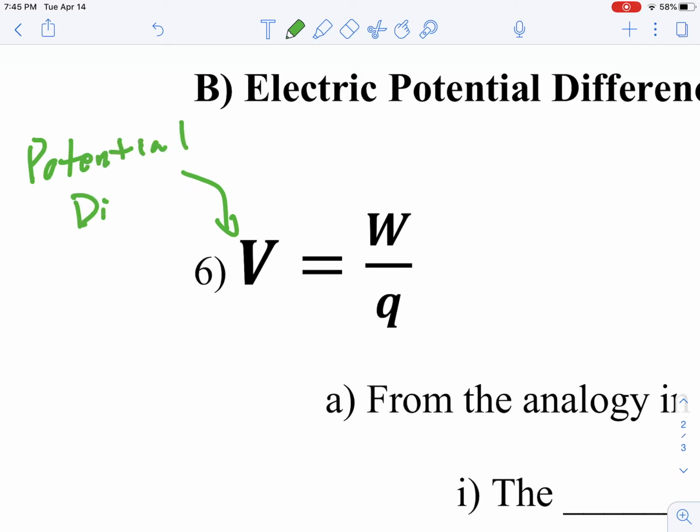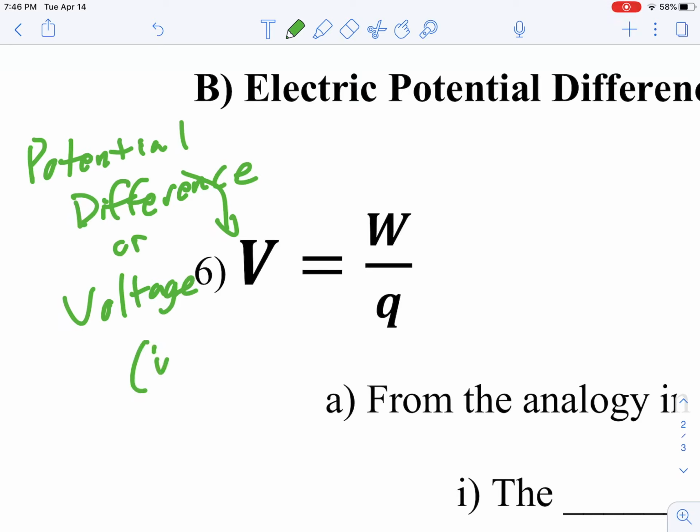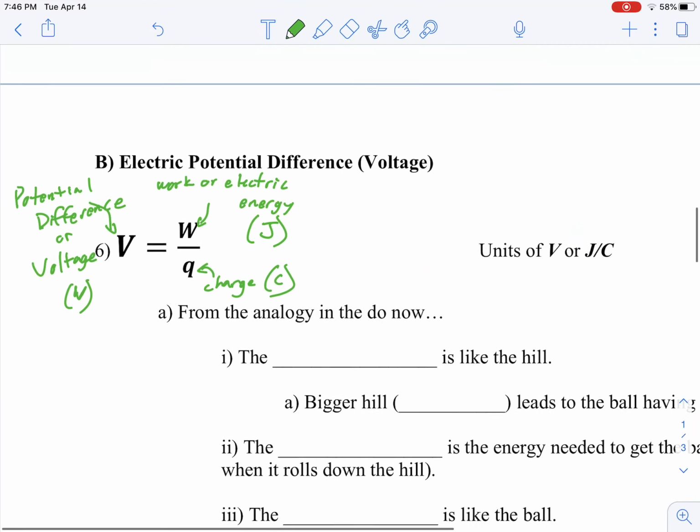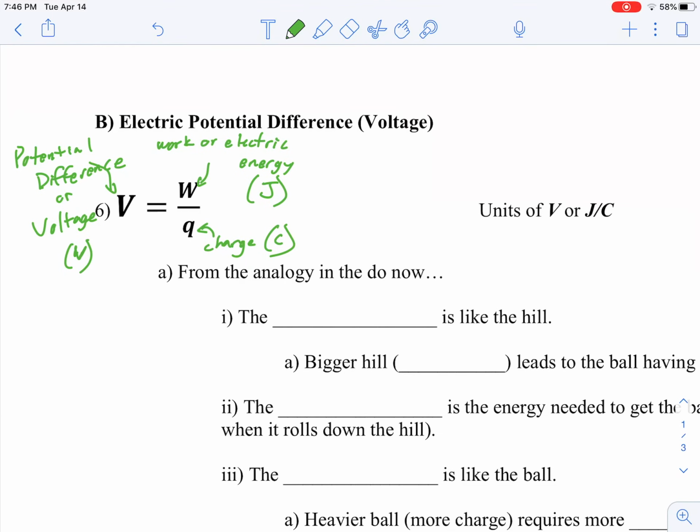All right, so this is potential difference, or voltage, measured in volts, capital V. That one's easy to remember. This is work or electric energy, not work of, work or electric energy. Measured in joules, right? And Q is, of course, charge measured in coulombs, capital C.